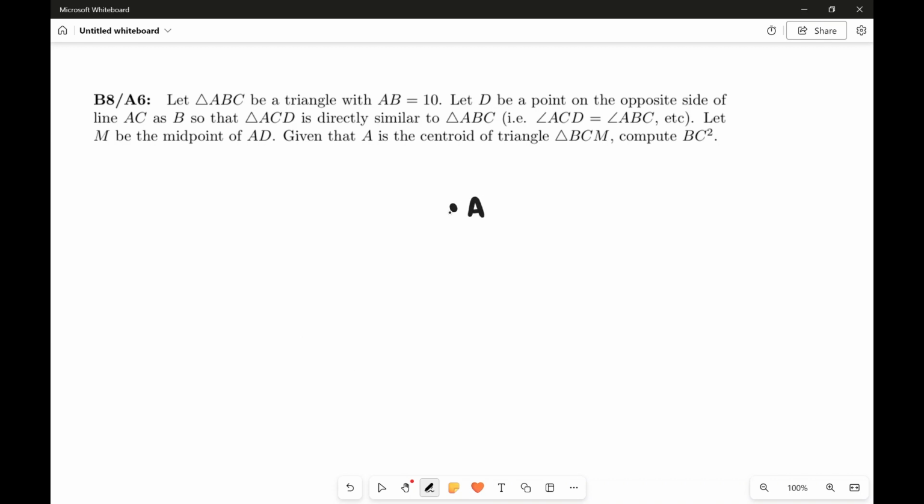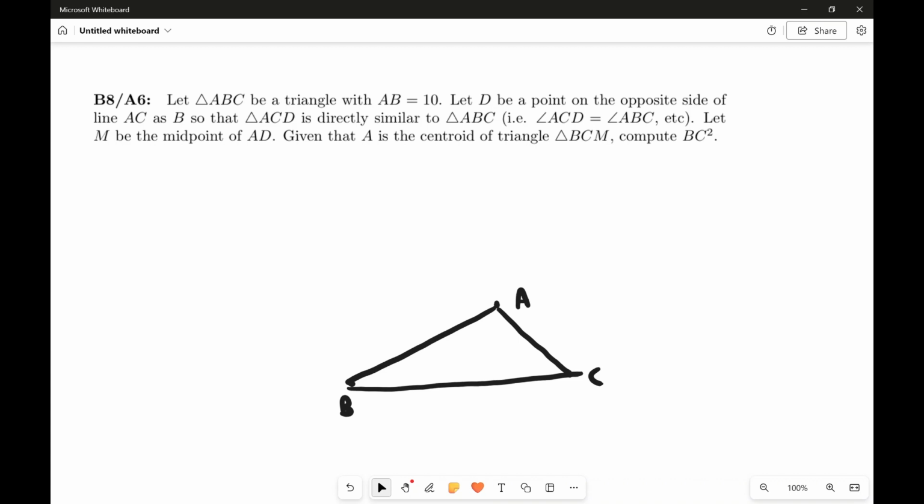So let's let this be A, then B, and then suppose C here. Or let me go ahead and draw that again, so that I'll draw it a bit lower. So A, B, C. And here's our triangle. And then we construct D, so that this angle is equal to this angle, and then we also have something like that. So there's our point D. And the two triangles are similar. And then we have the midpoint M, and this is the centroid of the triangle.